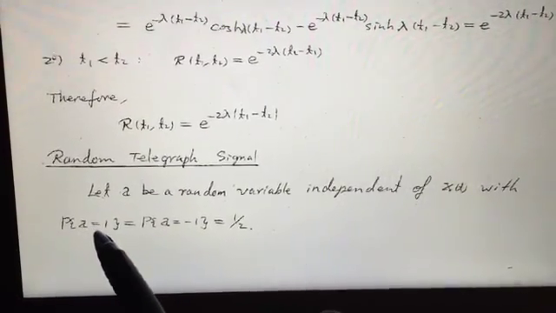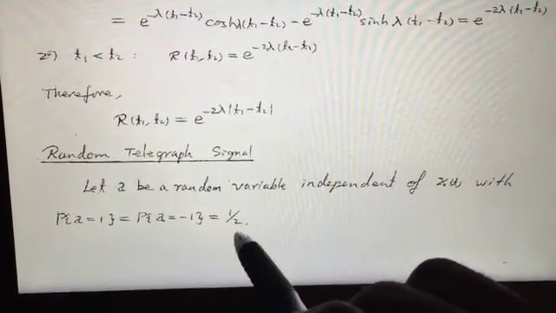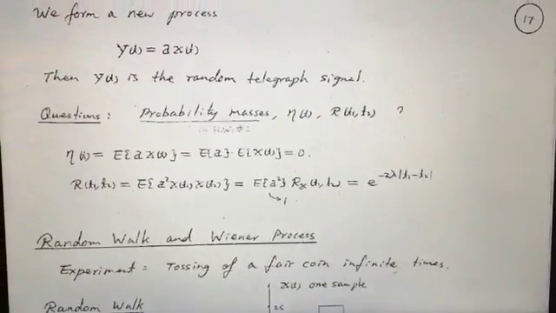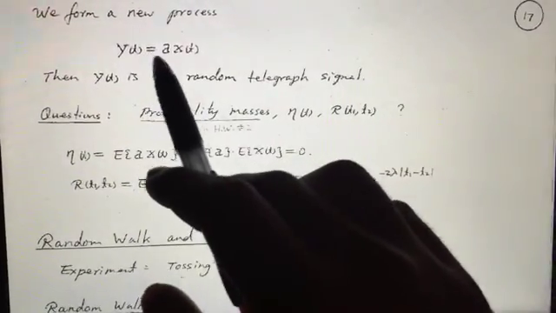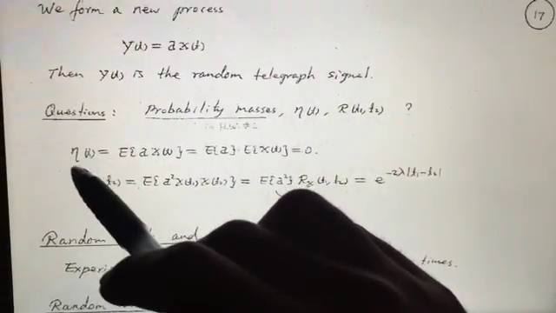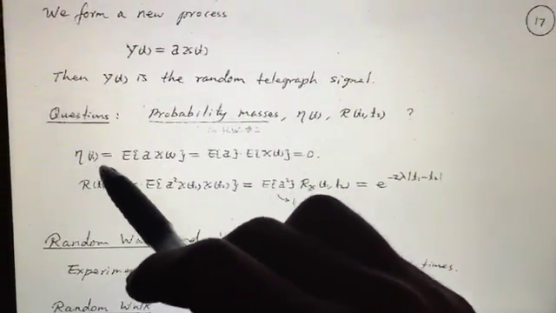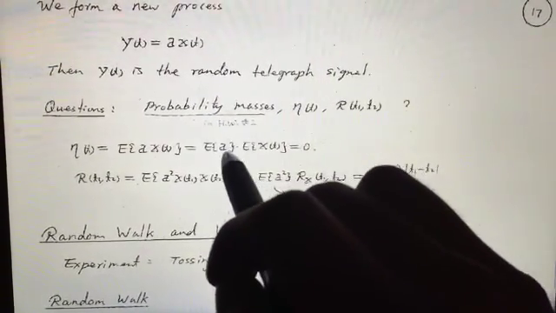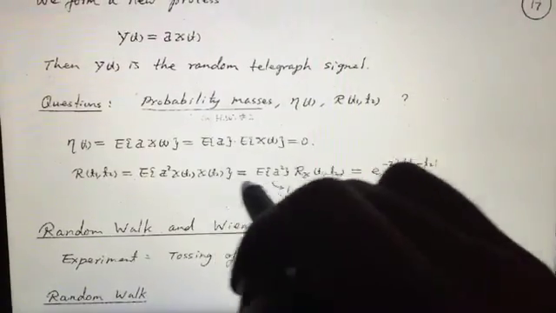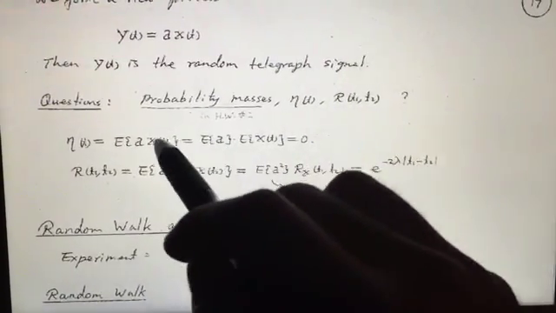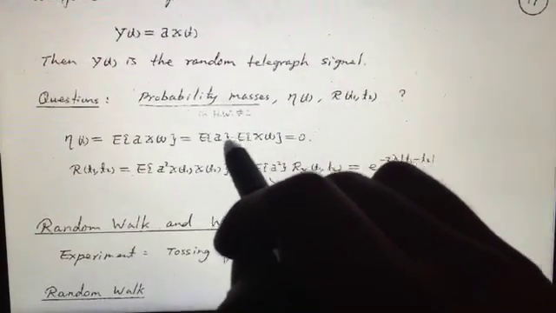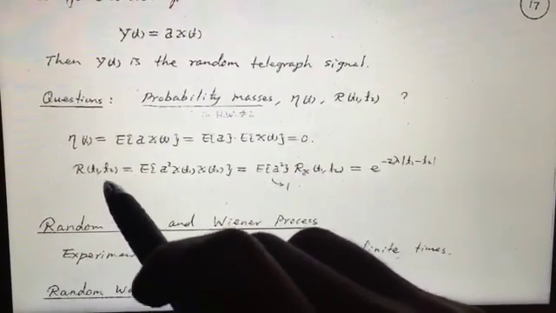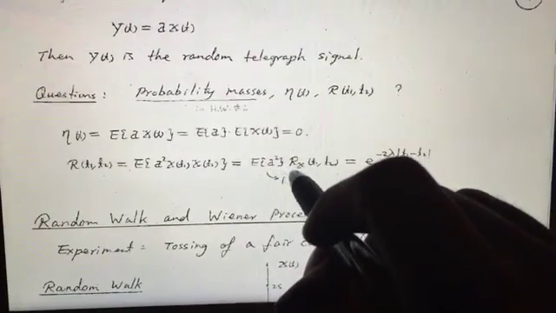Now for the random telegraph signal, we've taken the probability of A being equal to 1 and minus 1 as half each. So if you solve this, Y(t) is equal to A X(t), and when we find the expected value for this, it's going to be 0, because the expected value of A is 0. When we multiply these two things, it's going to be 0, because we just expanded them since they're independent.